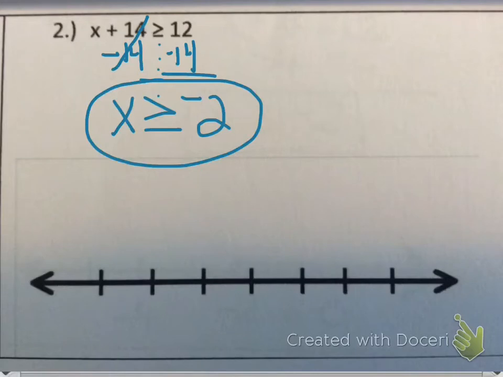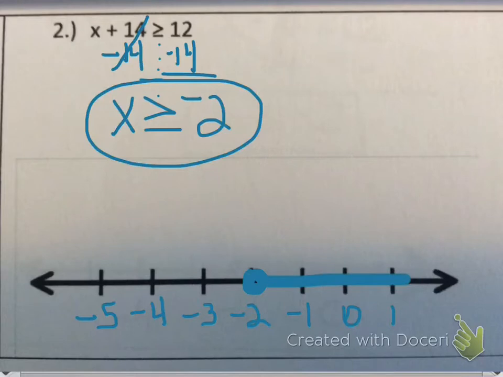Okay, we're going to put that on our number line. We have -2, -1, 0, 1, and -3, -4, -5 this way. It's greater than or equal to -2, so that's including -2, so that would be a closed circle on -2. And then it is greater than, so that's going to go this way. Everything to the right of -2, all the numbers that are greater than -2.